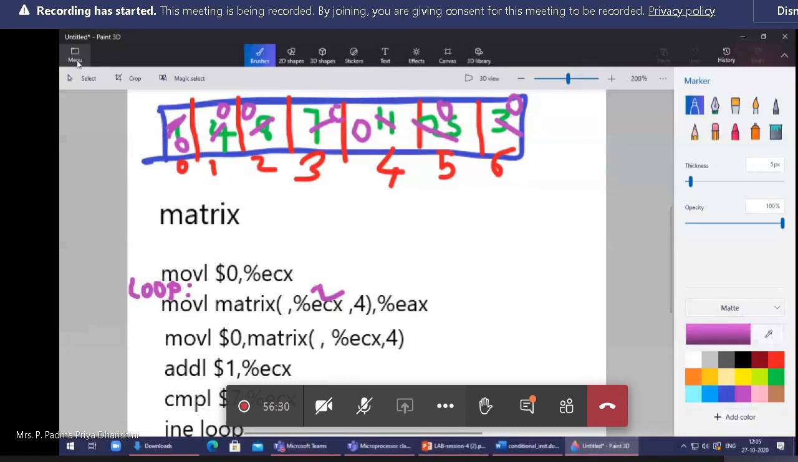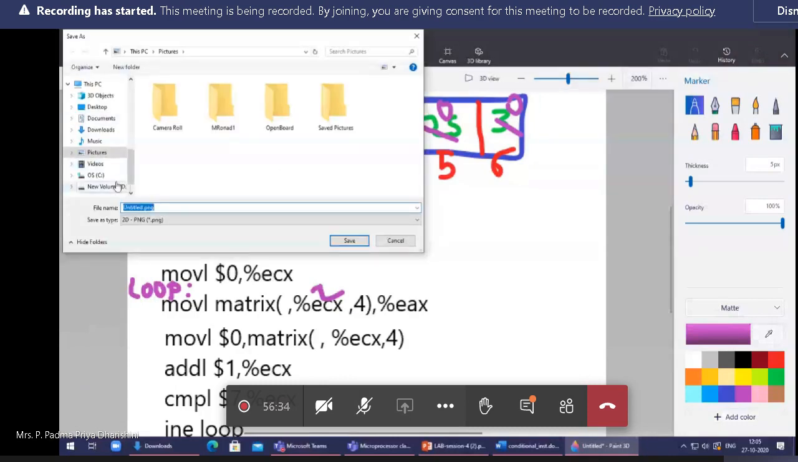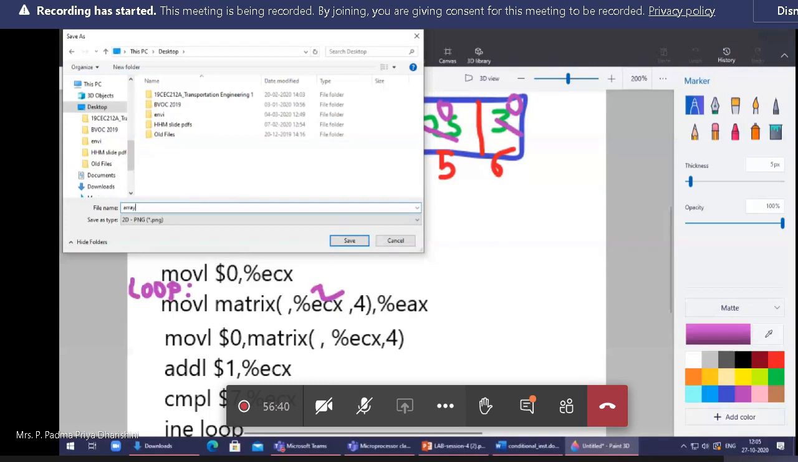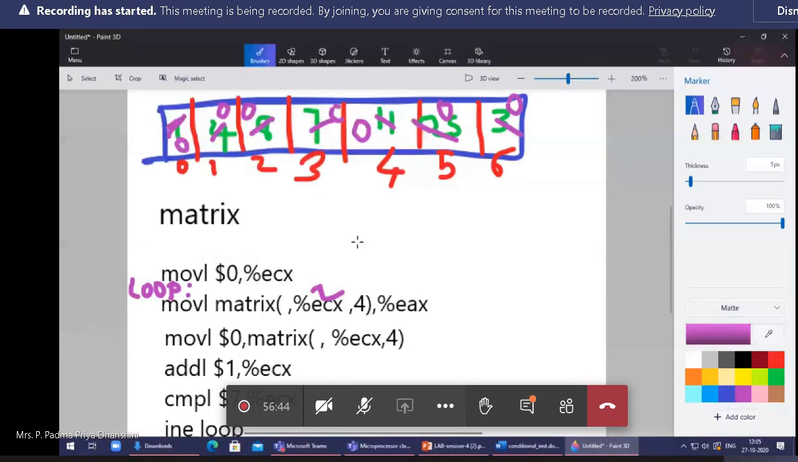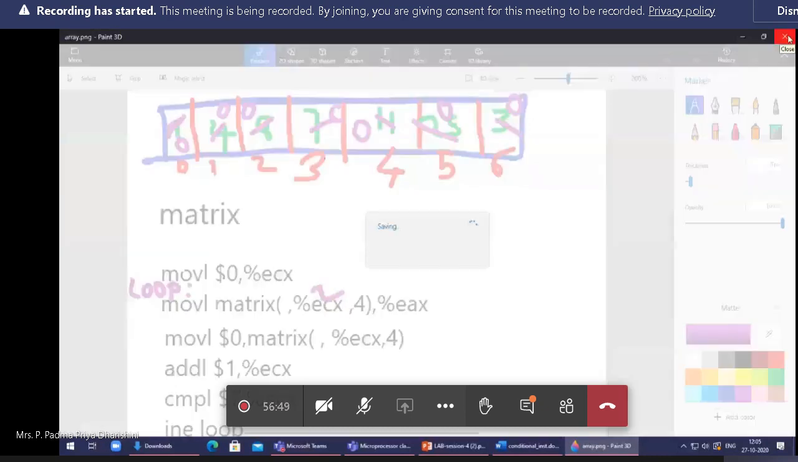So any doubts? Any doubts in today's class? Any doubts? Any doubts? Please respond. Are you able to understand? Am I going very fast? Are you able to understand?